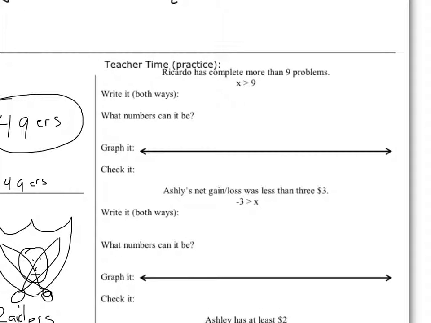It says Ricardo has completed more than 9 problems. First of all, we're going to use the lesson that we've already picked out today, which is that there are two different ways to write every inequality. I have this written as x is greater than 9. What's the other way that I can write this inequality and have it still have the same meaning? Isaiah? Yep, 9 is less than x.